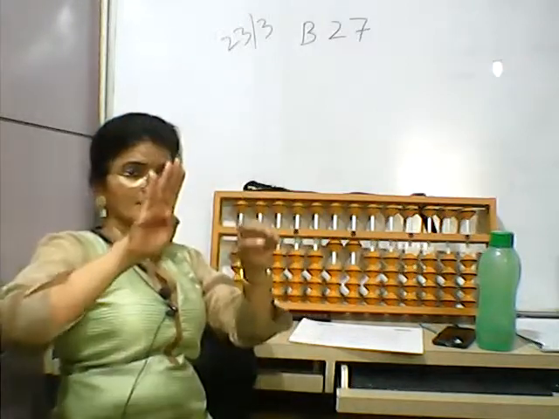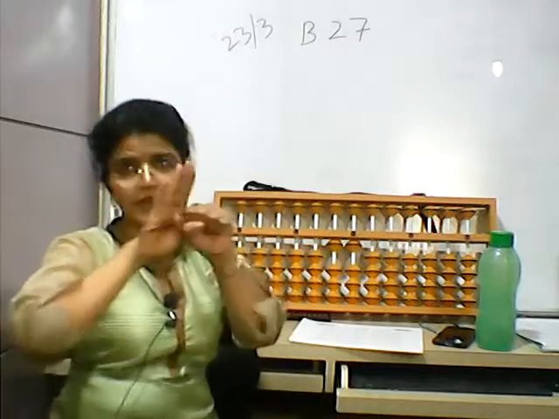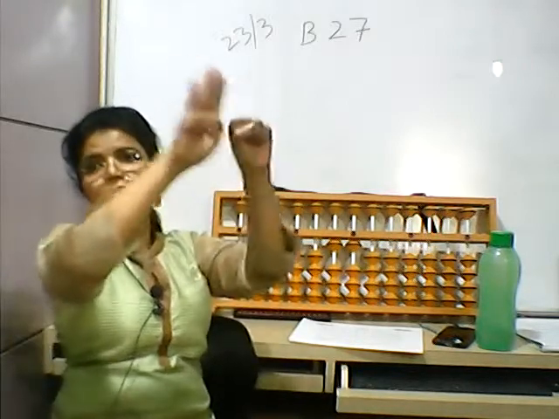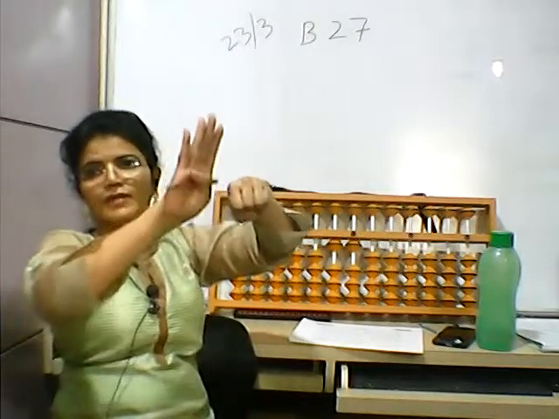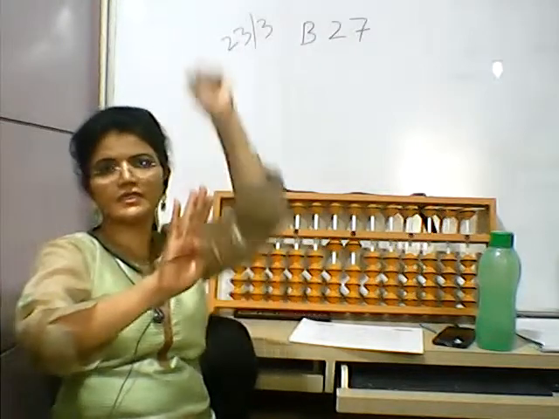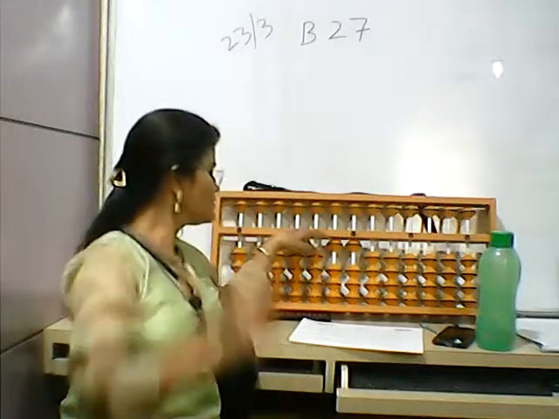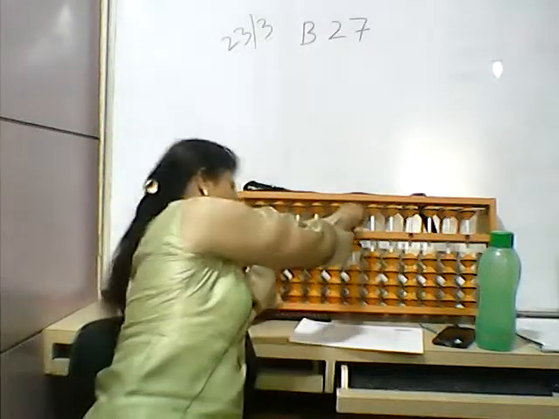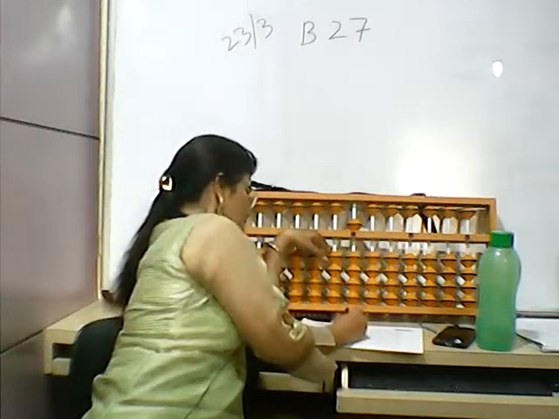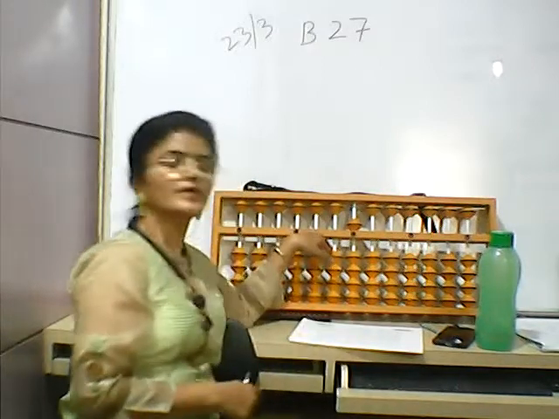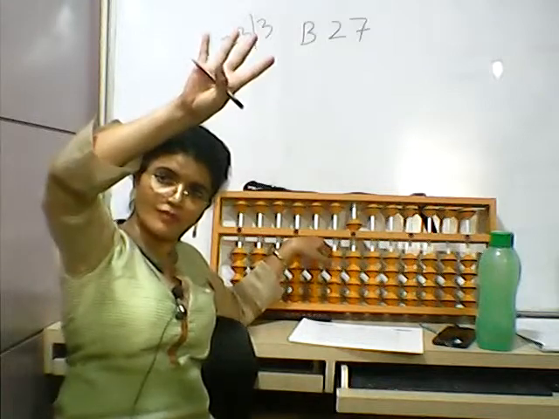So makes complement. Minus 10 plus 5 minus 1: 10 down, 5 down, 1 down. That is 5.